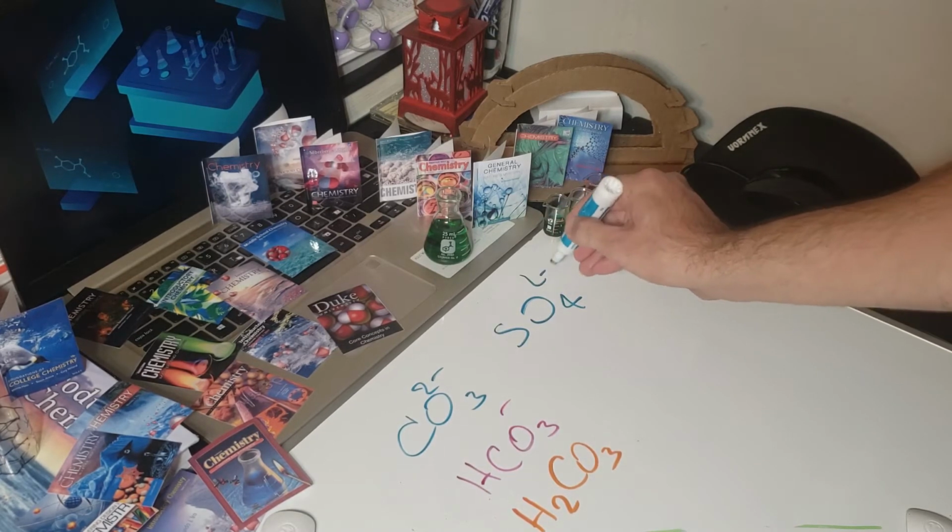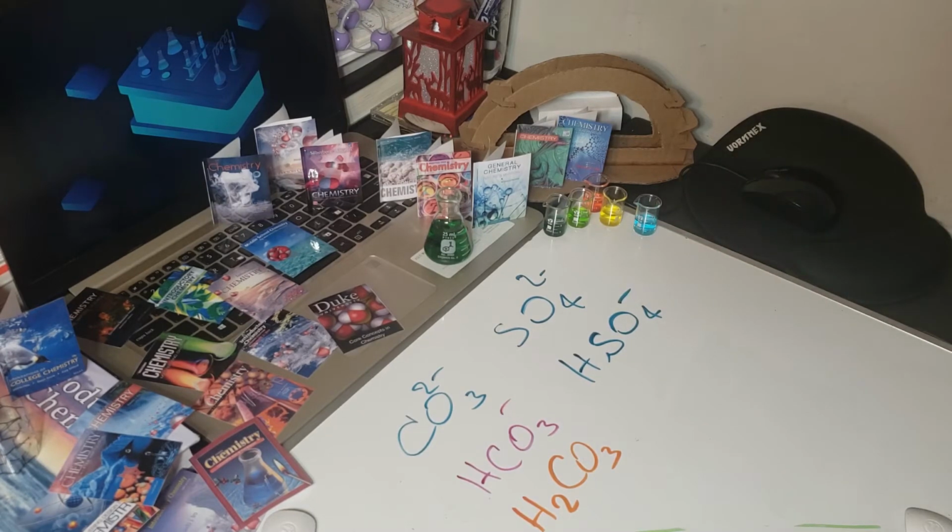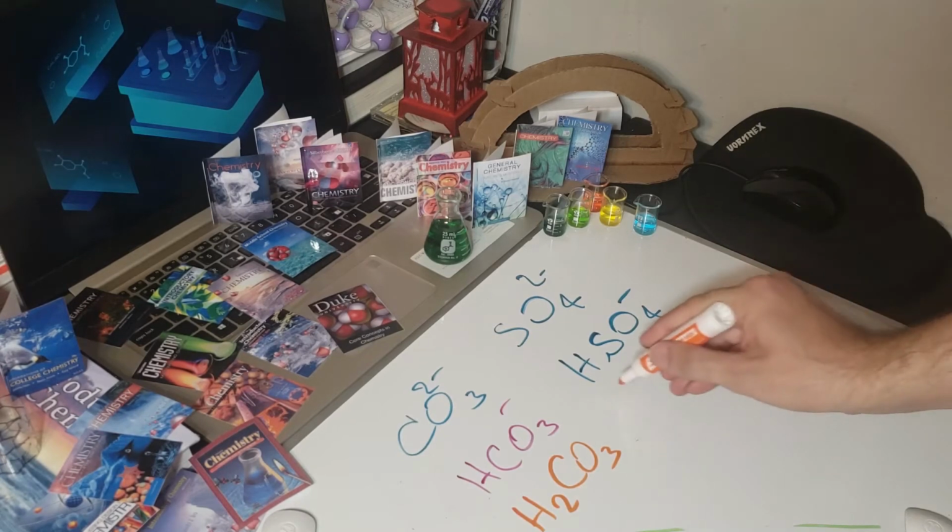You have SO4 double minus. If you add one proton, it would be hydrogen sulfate or bisulfate. Okay, if you add two, you will get sulfuric acid.